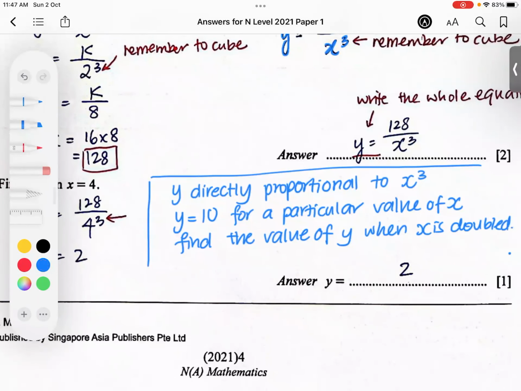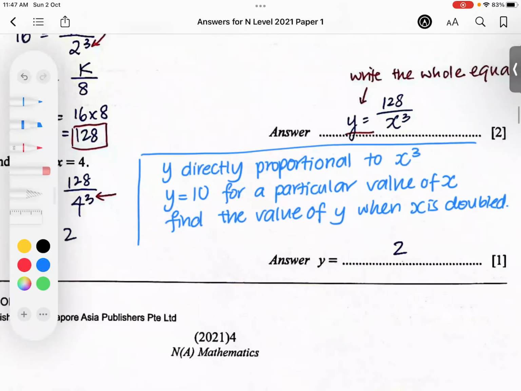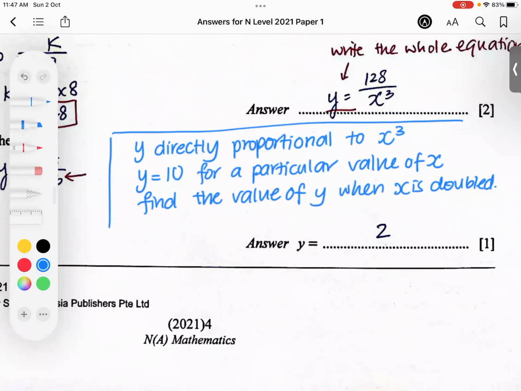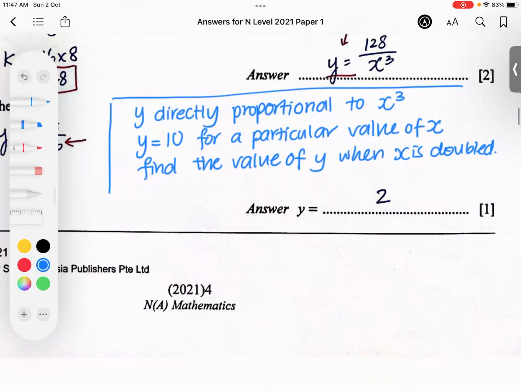Okay, this kind of question, last time if it comes out, it'll be mostly in paper 2. But nowadays with the change in syllabus, we do not know what kind of questions can appear. So just to double check whether you remember how to do this kind of question. First step, if y is directly proportional to x cubed, that means y equals k times x cubed. They give you that y equals 10 for a particular value of x. So 10 equals k times, I do not know what is the x, but for that particular value of x. Find the value of y when x is doubled.